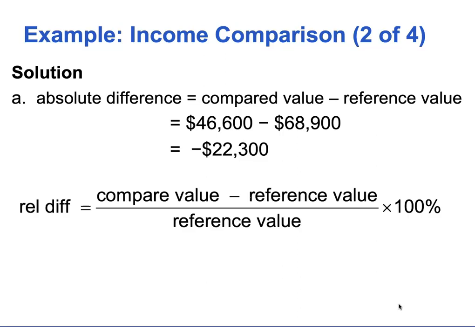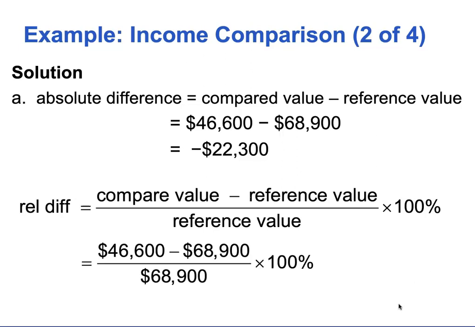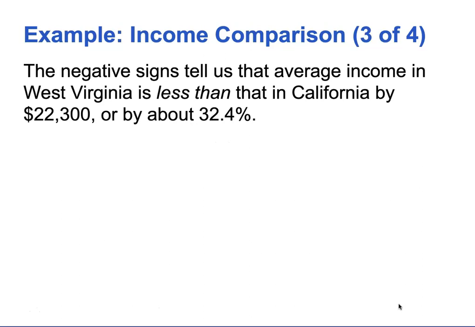The relative difference is your compared value minus your reference value divided by your reference value. So you get the negative 22,300 and you have to divide that by the 68,900. So you get a negative 32.4%. The negative sign tells us that the average income in West Virginia is less than that in California by 22,300, or if you do the relative, it's by 32.4%. So you have your absolute, which is given in the value, and then you have your relative, which is given in the percentage of the difference.